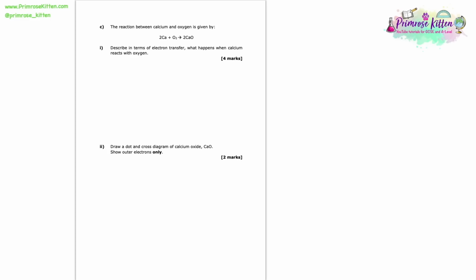In part C here, we're given the reaction between calcium and oxygen. We're told that 2 calciums react with oxygen to make 2 CaO. And we're told to describe, in terms of electron transfer, what happens when calcium reacts with oxygen. This is a 4 marker, but actually it's not going to take much to acquire those marks. Really, we need to understand what is happening to calcium and oxygen in terms of losing and gaining electrons.